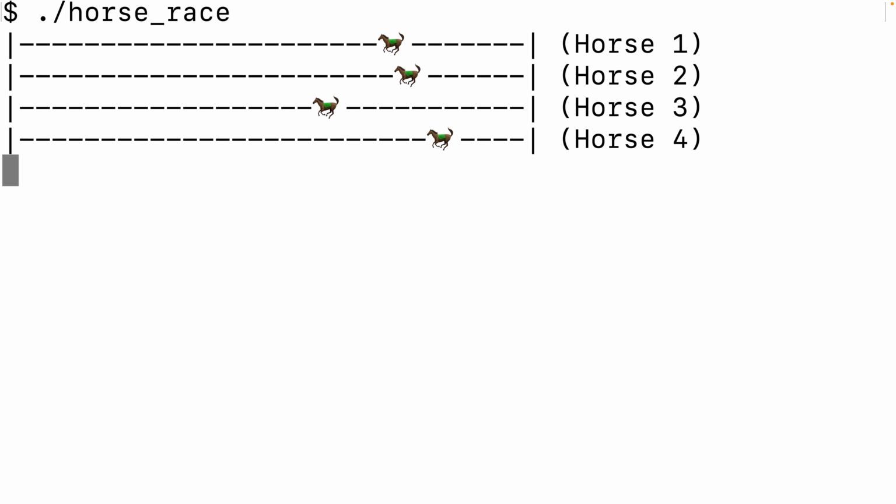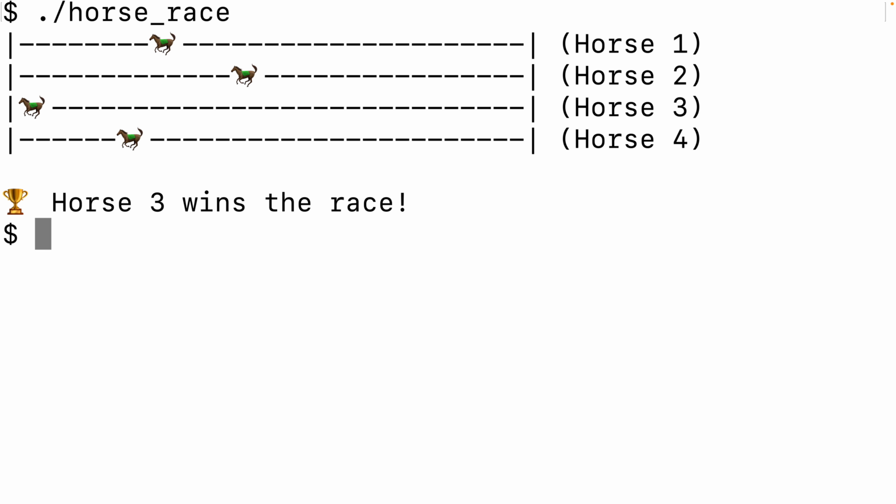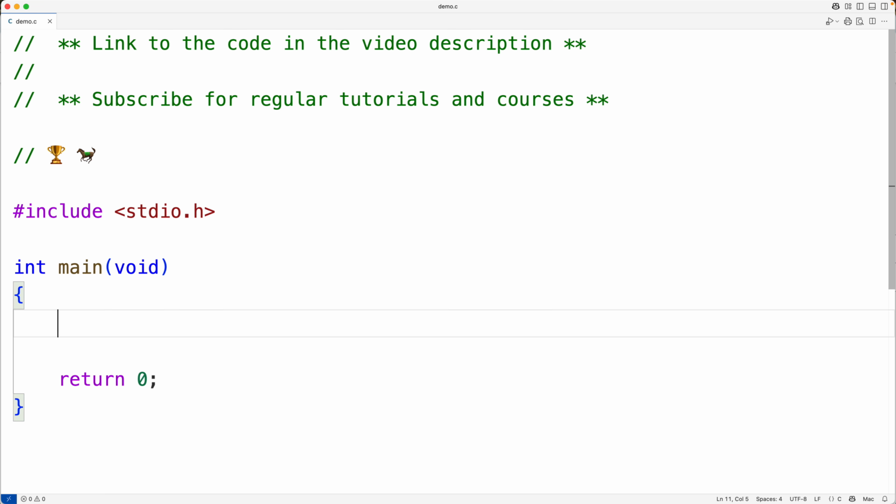In this video, we're going to learn how to make a horse racing game using C, and the final game is going to look like this. The horses will race from the right-hand side to the left-hand side of the terminal until we have a winner. So let's build the application now.